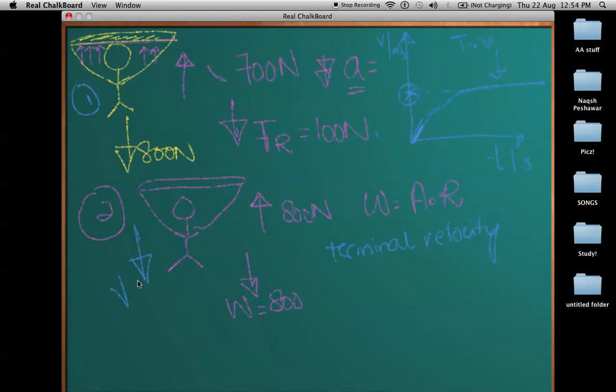So I hope you guys understood it clearly, and how to make a motion time graph or a velocity time graph in the situation where you have a terminal velocity case. So if there are any problems, just write them down in the comment section and I'll reply to them.